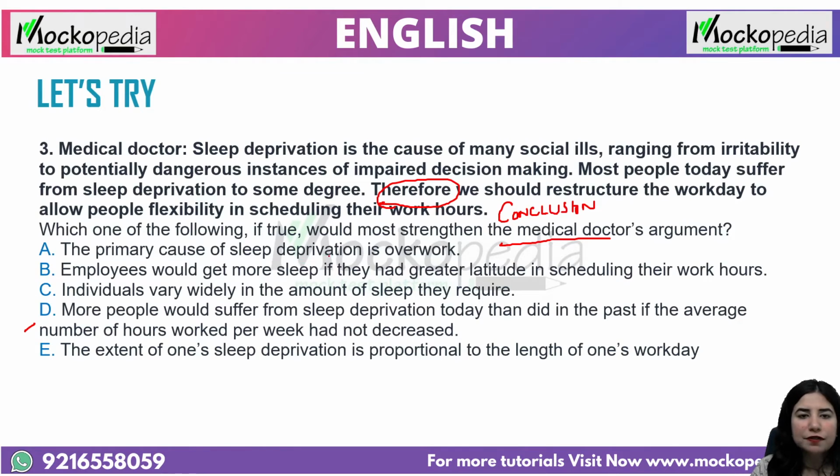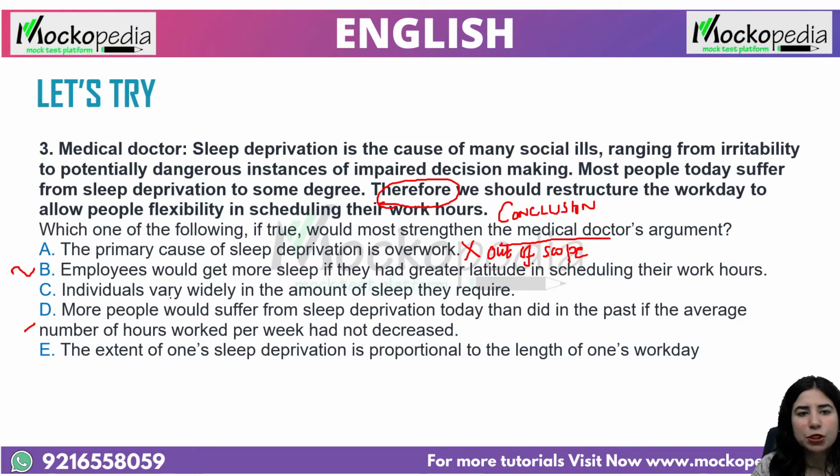A: The primary cause of sleep deprivation is overwork. Are we talking about the causes of sleep deprivation? No. So this is out of scope, right? This goes out. B: Employees will get more sleep if they had greater latitude in scheduling their work hours. So that's what they're saying, that if you're giving them freedom, or if you're allowing them flexible working hours, then the problem will be sorted. So B we can definitely keep, right?